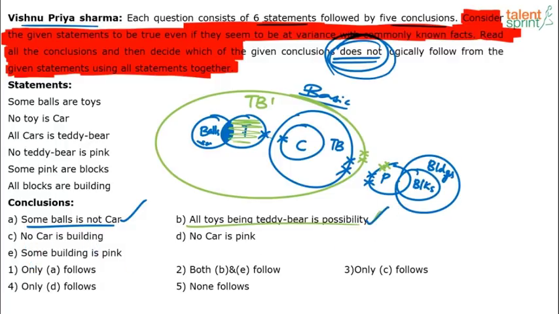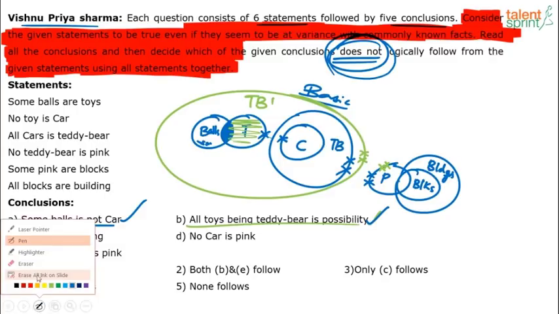Second, third, no car is a building. Is it true? Well, no car is a building is true as per the basic diagram. Car and building do not overlap at all. But will it always be true? No. I can draw a diagram in such a way that buildings overlap with cars. Let me show you the possible diagram there.